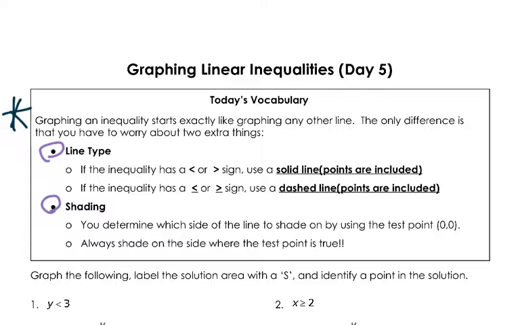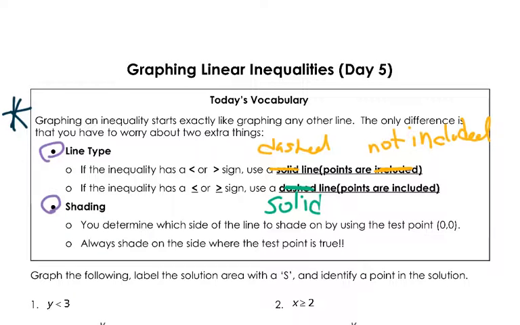In line type, if the inequality has a less than or greater than sign, use a, this is actually wrong, it should use a dashed line, and the points are not included. Please make those changes. If the inequality has a less than or equal to or greater than or equal to sign, use a solid. Ooh, that's not how you spell solid. Solid line, and the points are included.